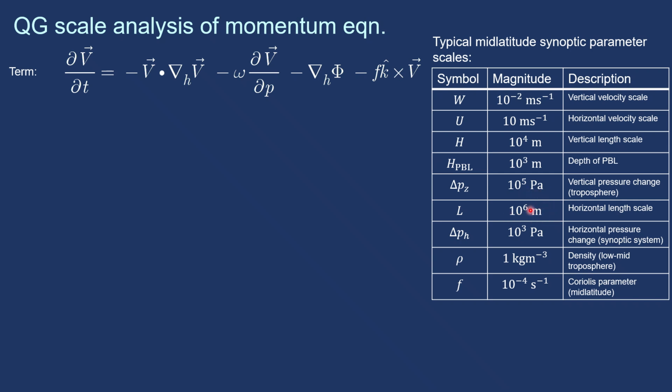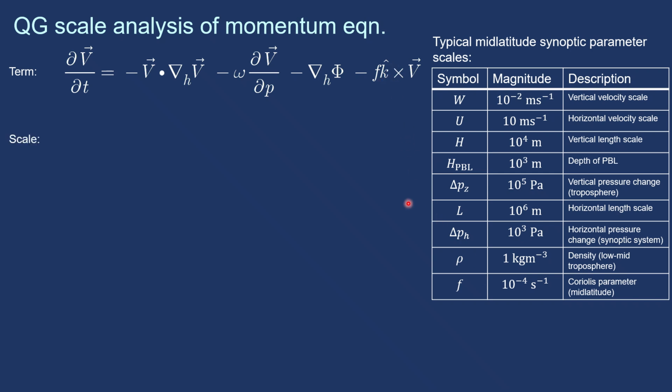the horizontal length scale at about 1,000 kilometers, that being capital L, the horizontal pressure change across a synoptic system from one side to the other being on the order of roughly 10 hectopascals, the density in the lower to middle troposphere being roughly 1 kilogram per meter cubed, and finally the Coriolis parameter, or the planetary vorticity, with a rough value to an order of magnitude in the middle latitudes of about 10 to the power of -4 inverse seconds, and we'll use lowercase f as conventional for that.